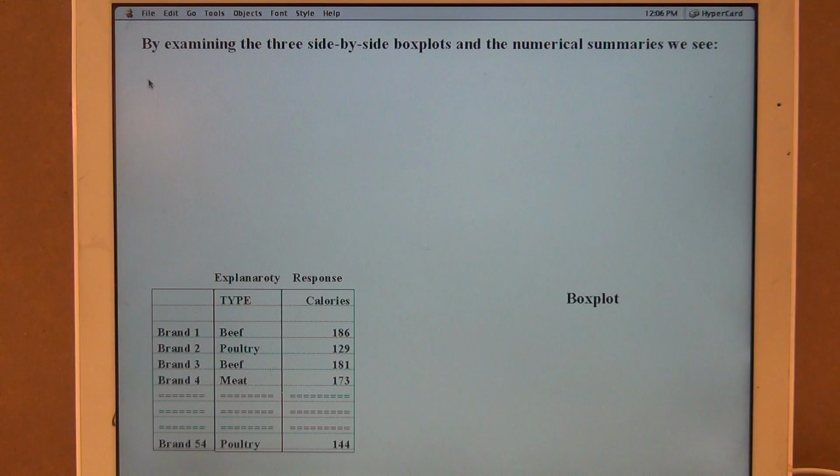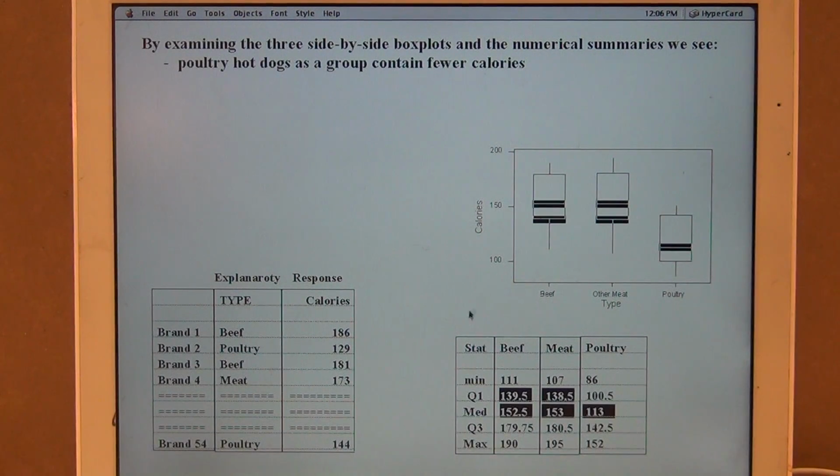So when we're looking at the box plot and the 5-number summary, take a look at this data and see if you can come up with anything about the hot dogs and the calorie count. This is the poultry hot dog here. This is the box plot for the meat hot dog, and this is the beef hot dog. And here is the 5-number summary for the beef, meat, and poultry. We have the minimum score, first quartile, median, third quartile, and maximum.